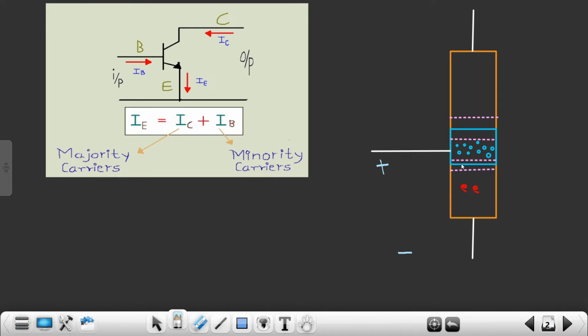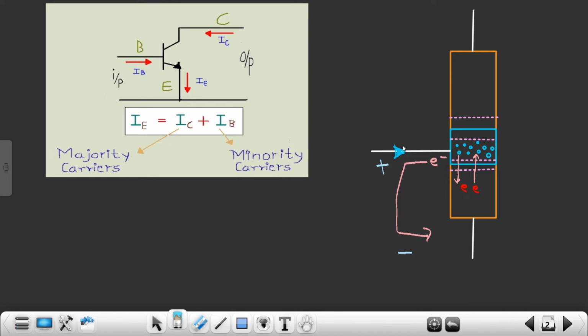In this scenario, the holes present at the base side will move to the emitter side, and the electron will move in this direction to the base. Let's suppose I had not applied any voltage to the collector side. The electron will come to the base side and move in this direction, so there is one current flowing in this direction. That particular current is known as IB, the base current.